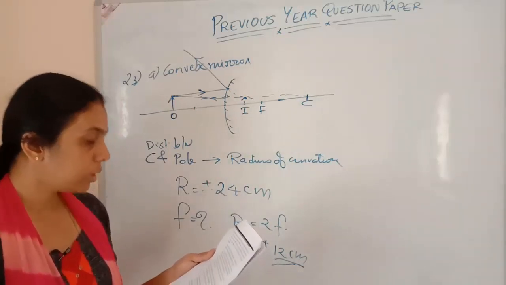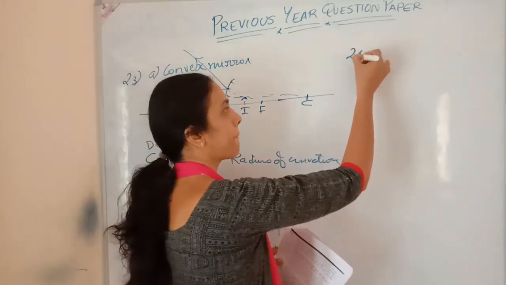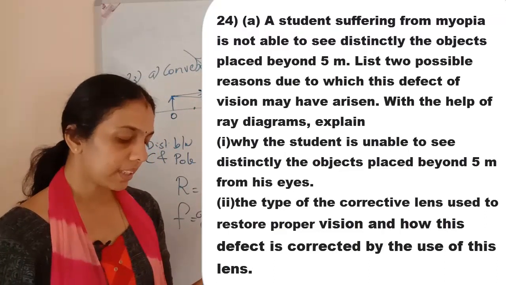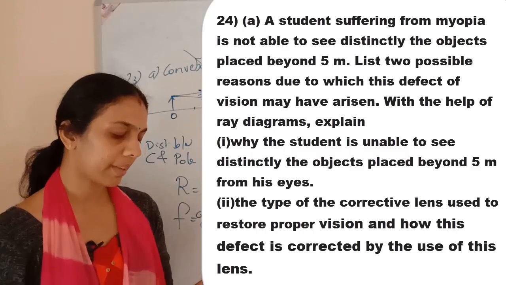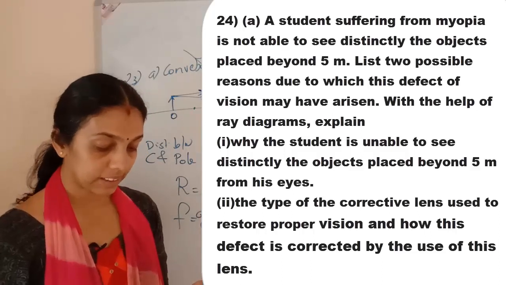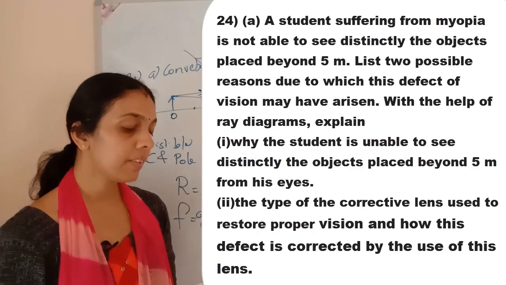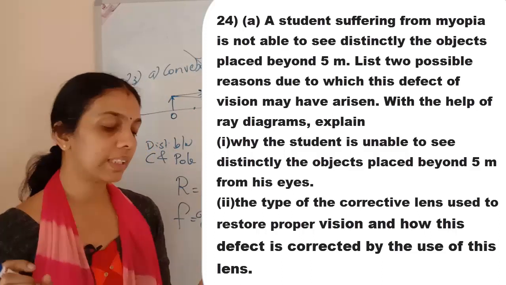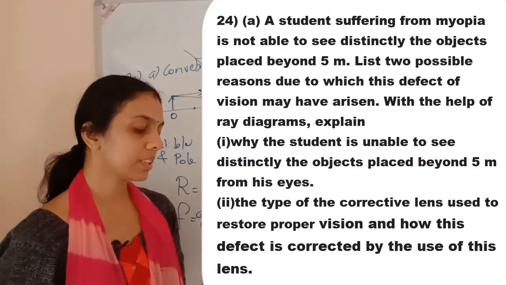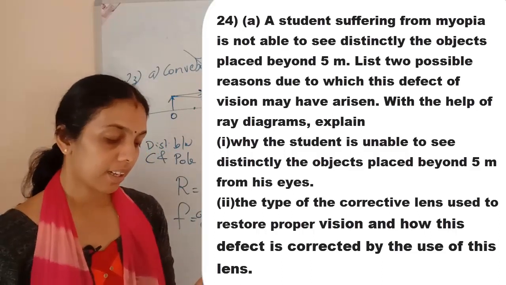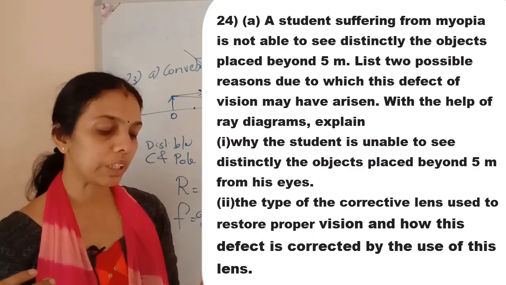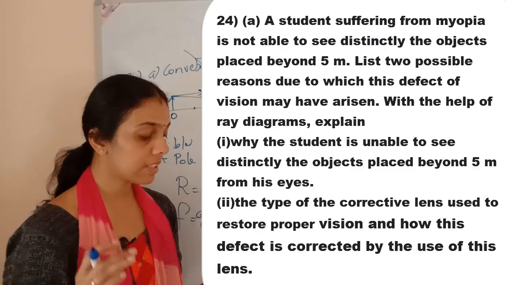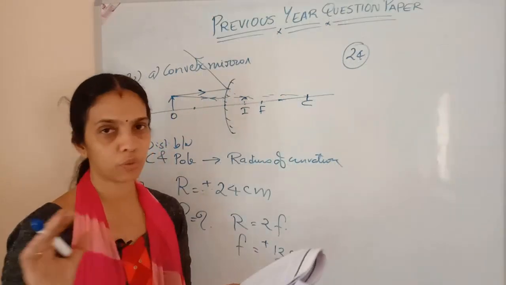Okay, so the next one, the 24th question. A student suffering from myopia is not able to see distinctly the objects placed beyond 5 meters. List 2 possible reasons due to which this defect of vision may have arisen. With the help of a diagram, explain why the student is unable to see distinctly the objects placed beyond 5 meters from his eyes. Also state the type of corrective lens used to restore proper vision and how this defect is corrected by the use of this lens. This is part A of the 24th question.